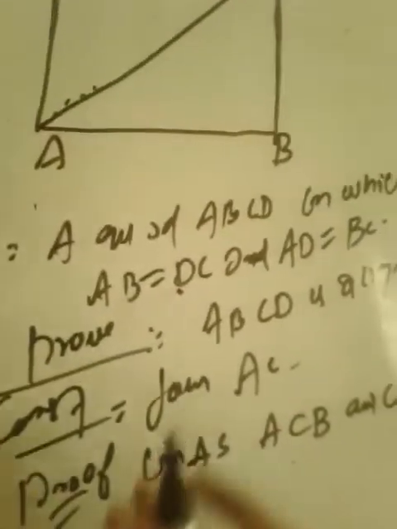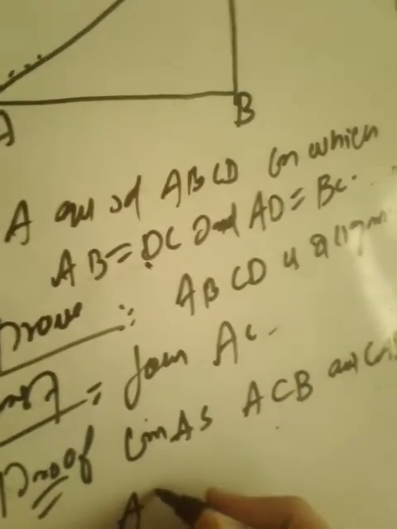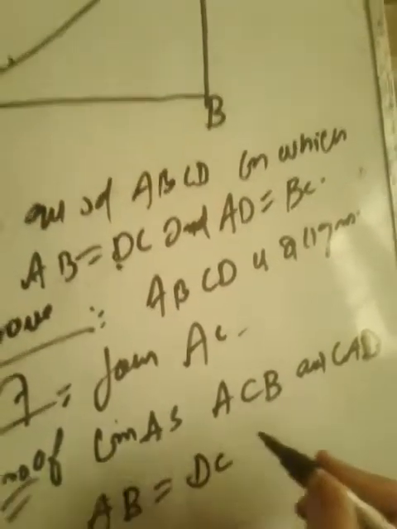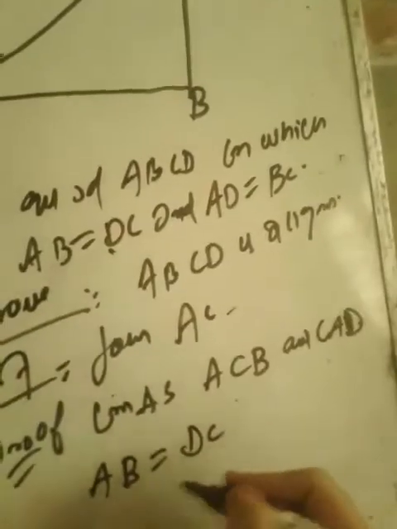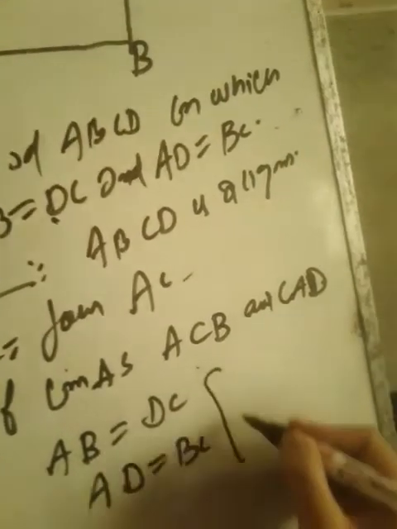Now we will make them congruent. We will write AB equals DC. Why? Because this is given. AD equals BC. These things are given.